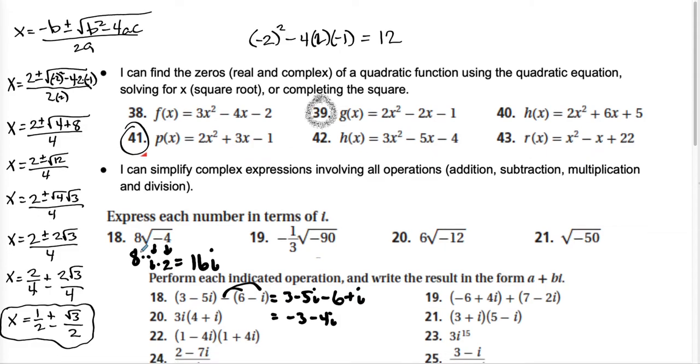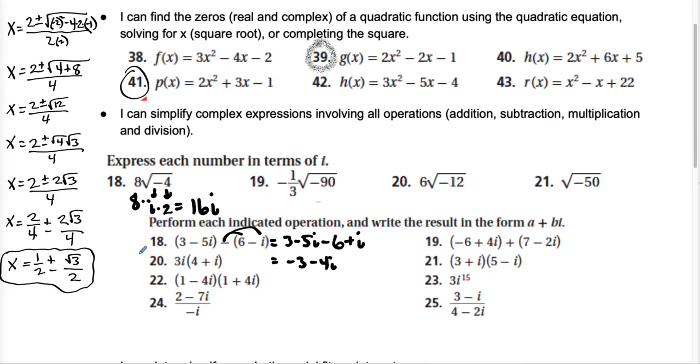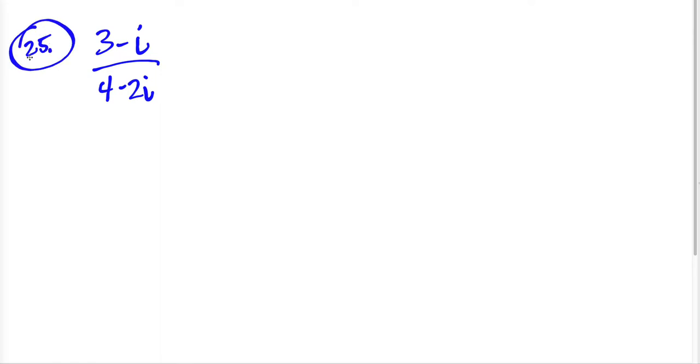Okay, so somebody wanted division. So let's do 25? Sure. (3 minus i) over (4 minus 2i). Jake, do you remember what we do when we're trying to do division of complex or imaginary numbers? Okay, we need to focus on the bottom. Is that going to help jog memory at all?